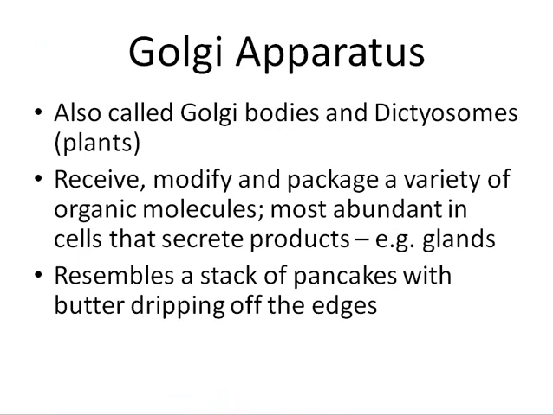This organelle is a Golgi apparatus, or sometimes called Golgi body. Botanists always have to be different. In plant cells, they're called dictyosomes. Golgi apparati receive, modify, and then package a wide variety of different kinds of organic molecules. They are most abundant in glands, the cells of which secrete a variety of different products.